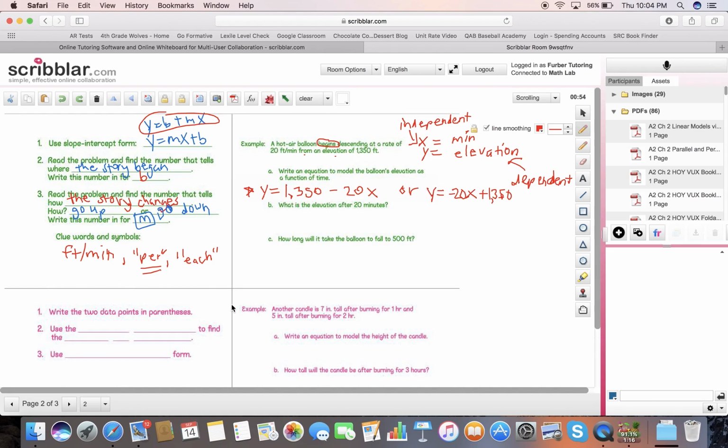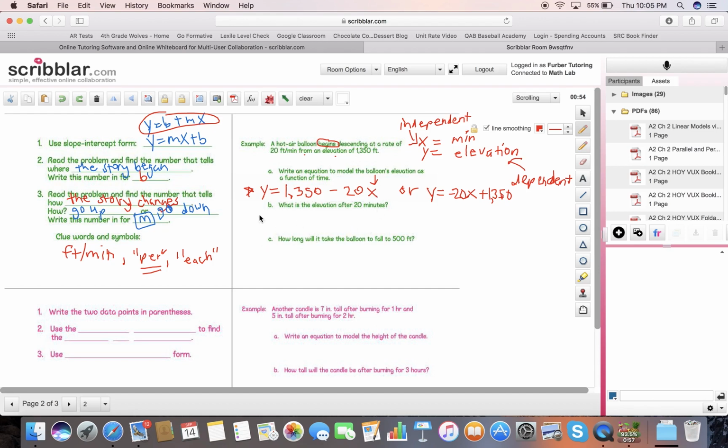Okay, so once I have the linear model, once I have the linear equation in place, I can be asked to find different things. I could change the amount of minutes that I am in the air for, or the amount of minutes that I am descending. And every time I add a minute, I descend 20 more feet downward. Okay? So if I increase the number of minutes, that's actually going to make the elevation decrease. So the value of y is going to go down every time that you add more minutes.